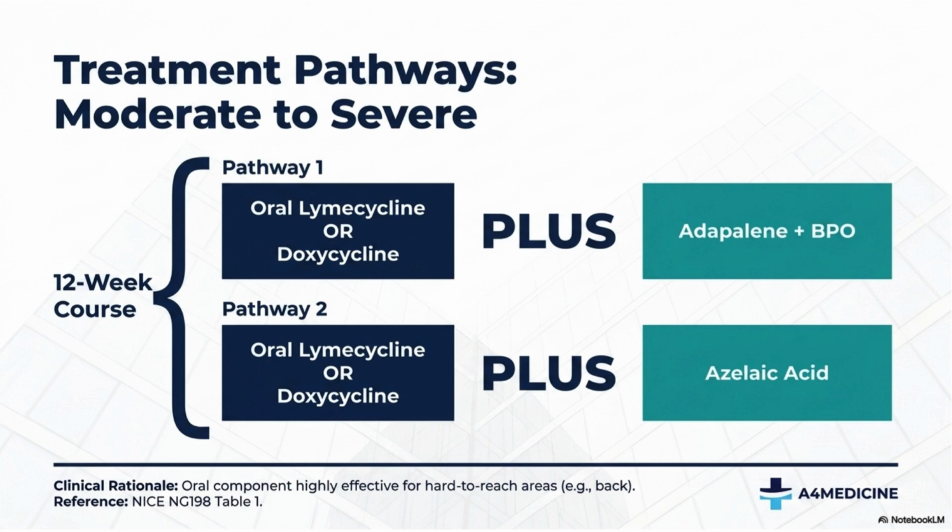For moderate to severe acne, NICE recommends a 12-week combination of an oral tetracycline with a suitable topical treatment, again avoiding antibiotic monotherapy. The first pathway is oral lymecycline or doxycycline plus adapalene and benzoyl peroxide. The second is oral lymecycline or doxycycline plus azelaic acid. Tetracyclines such as lymecycline and doxycycline inhibit bacterial protein synthesis at the 30S ribosomal subunit. In acne, they reduce Cutibacterium acnes activity and also have anti-inflammatory effects. Azelaic acid is a dicarboxylic acid with comedolytic, antibacterial, and anti-inflammatory properties. It may also help post-inflammatory hyperpigmentation, which is particularly relevant in darker skin types.